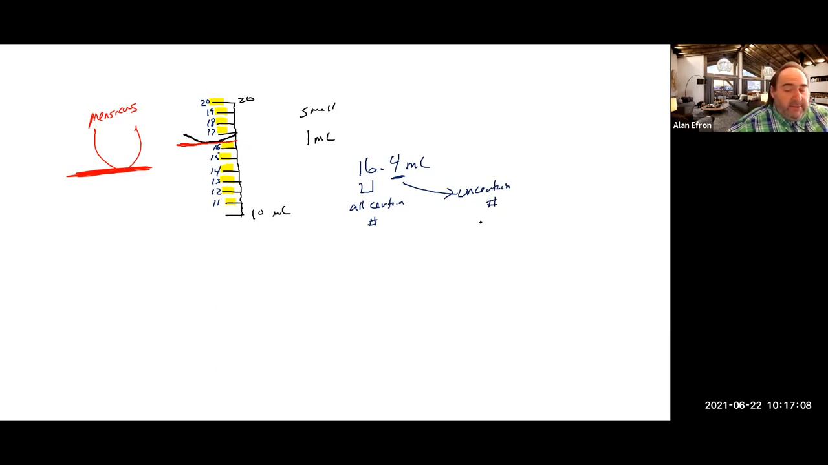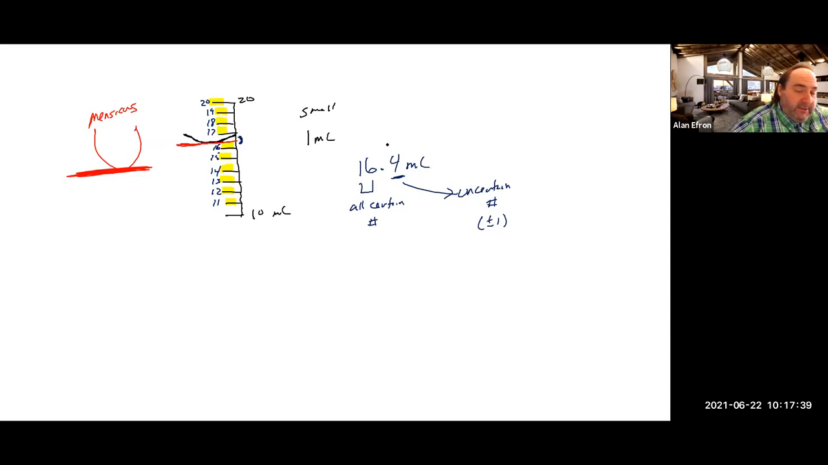And usually that uncertain number is like plus or minus 1. So what this is really saying is, I think it's like 16.4. But maybe it's like 16.5 or maybe it's 16.3. It's somewhere in that ballpark. And if you look at the picture, that probably makes sense. It's somewhere in that ballpark of 16.4, 16.5, 16.3. It's pretty much where that guy is.